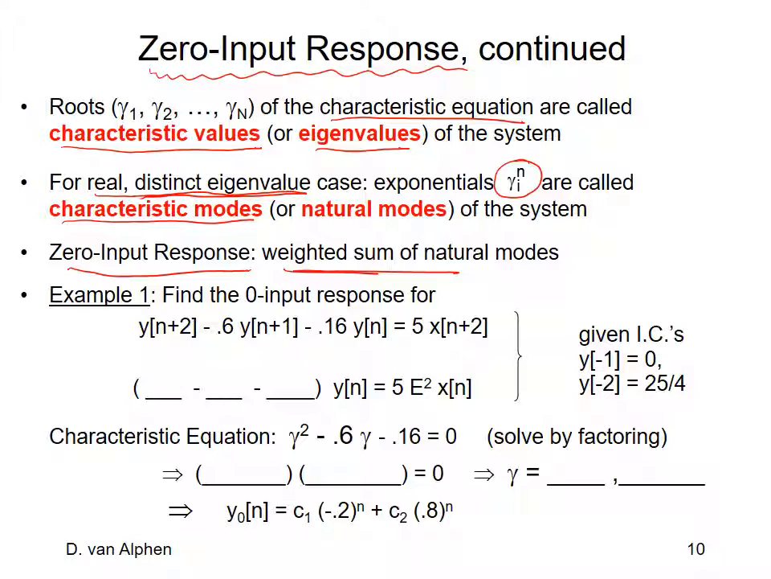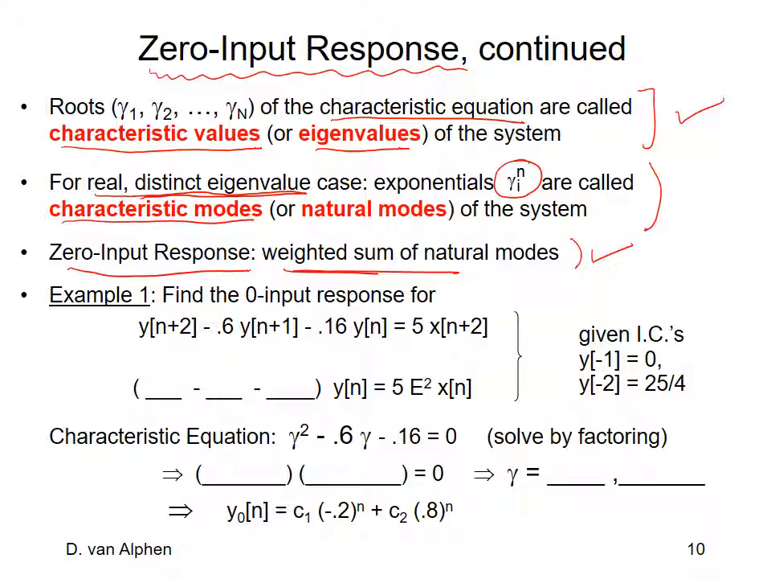So what's different today is we're going to assume we have repeated roots, but we'll still be doing this step. This step is going to change a little bit because we have repeated roots. We'll have gamma to the n for one of the natural modes, and then the next one will be n times gamma to the n. And then we'll still find the zero input response as the weighted sum of the natural modes.